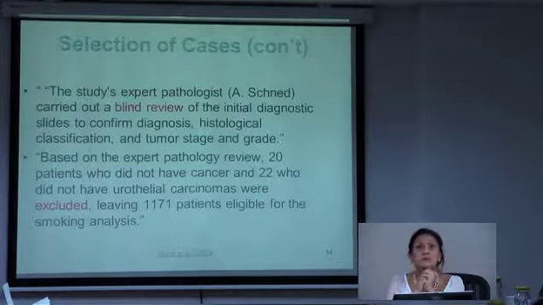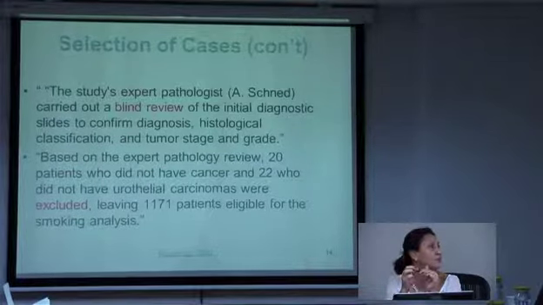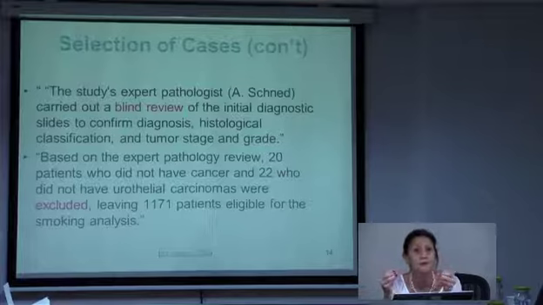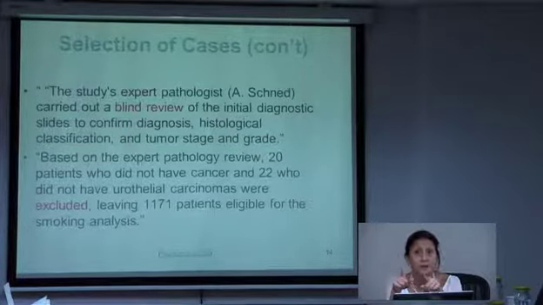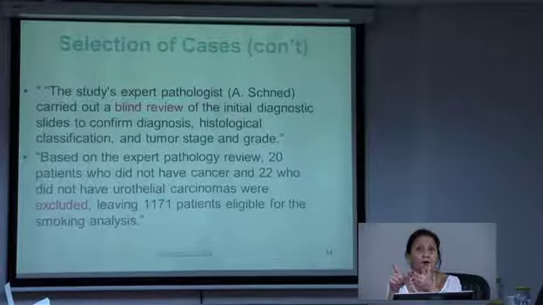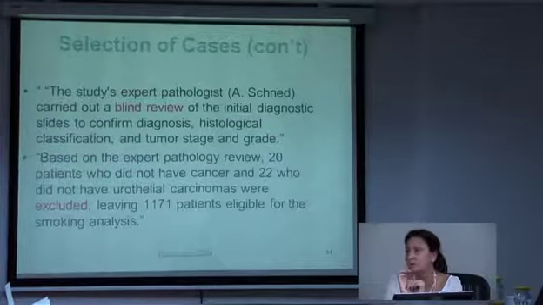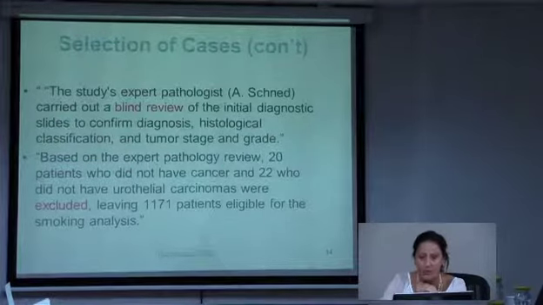Moreover, this is what they did to make sure that the cases are well diagnosed, quote unquote. The study's expert pathologists carried out a blind review of the initial diagnostic slides to confirm diagnosis. They picked a few slides from the pathology department, and based on that, they found that 22 patients didn't have urothelial carcinoma, and these were excluded. So it's a very thorough case ascertainment. You have to be very careful.